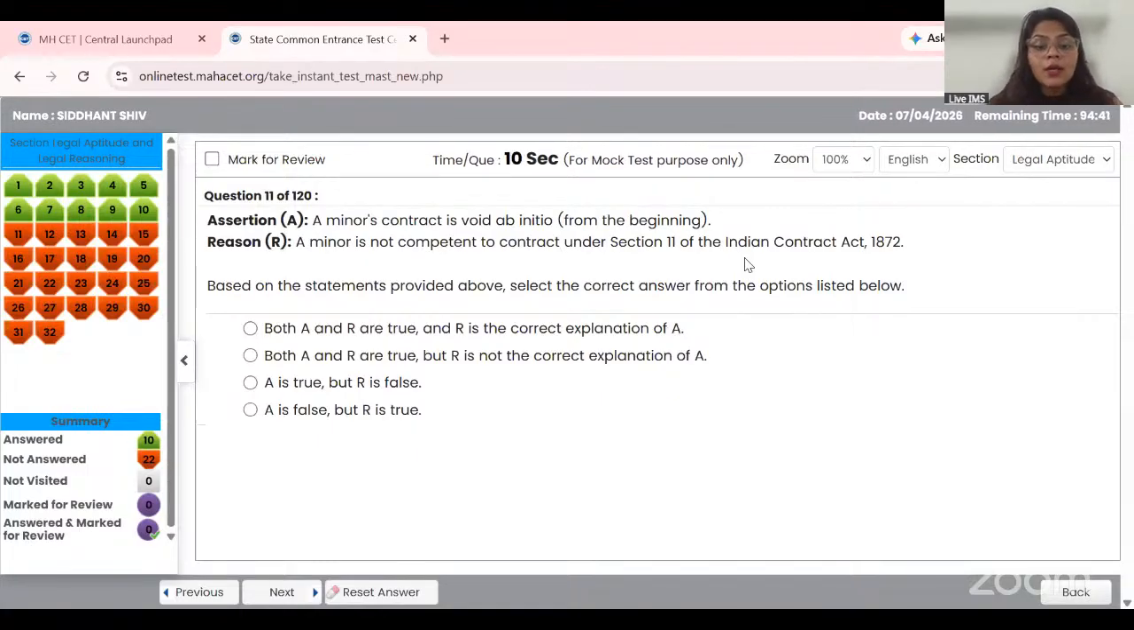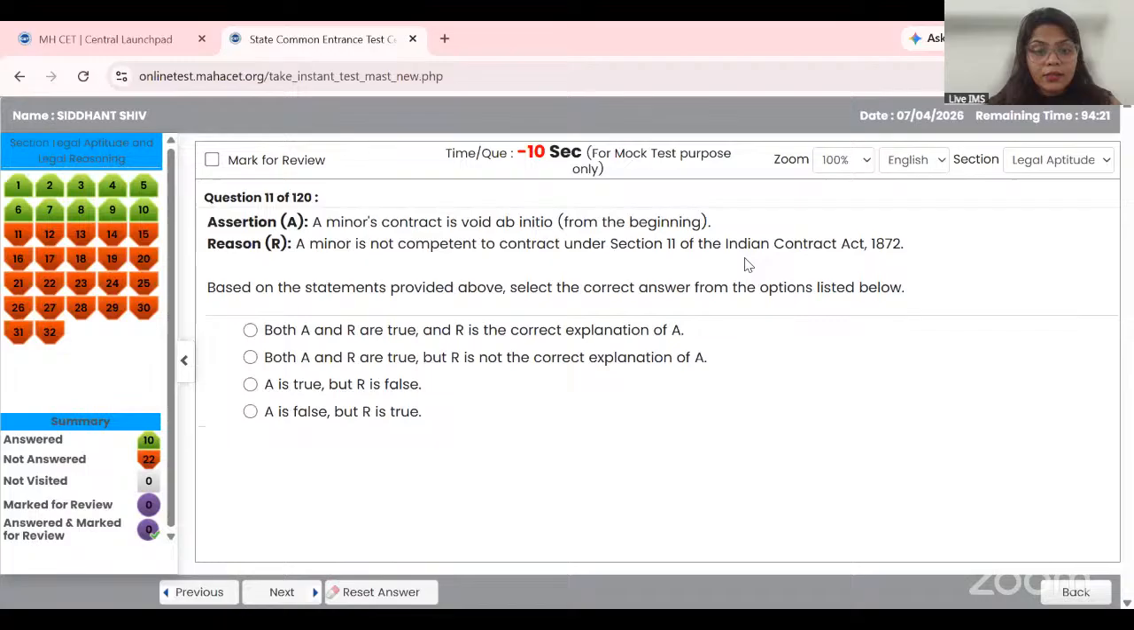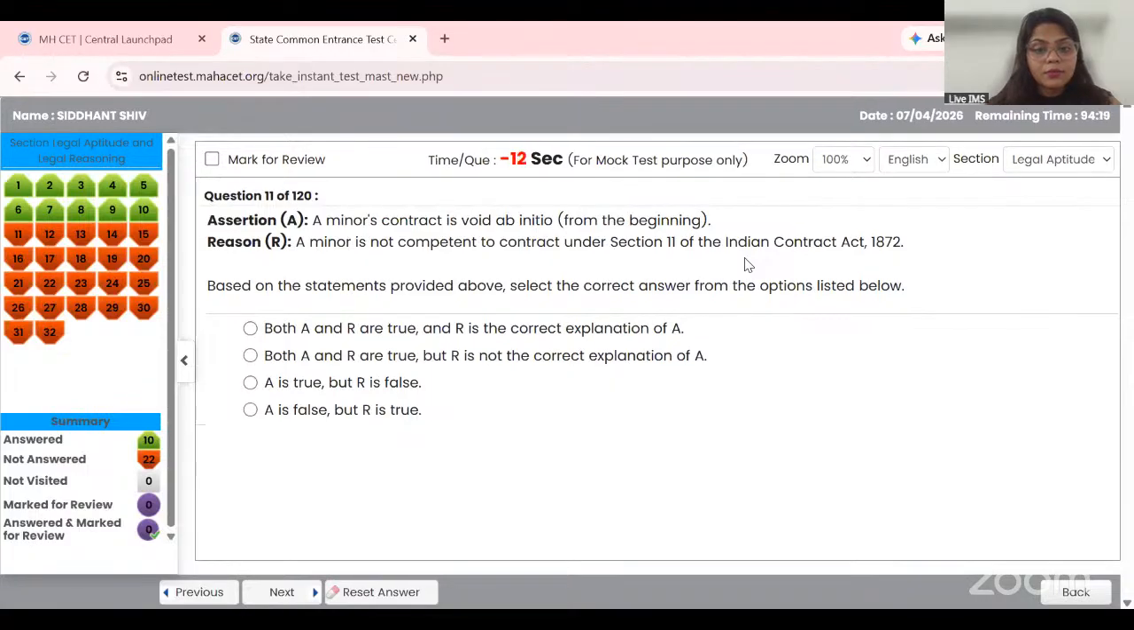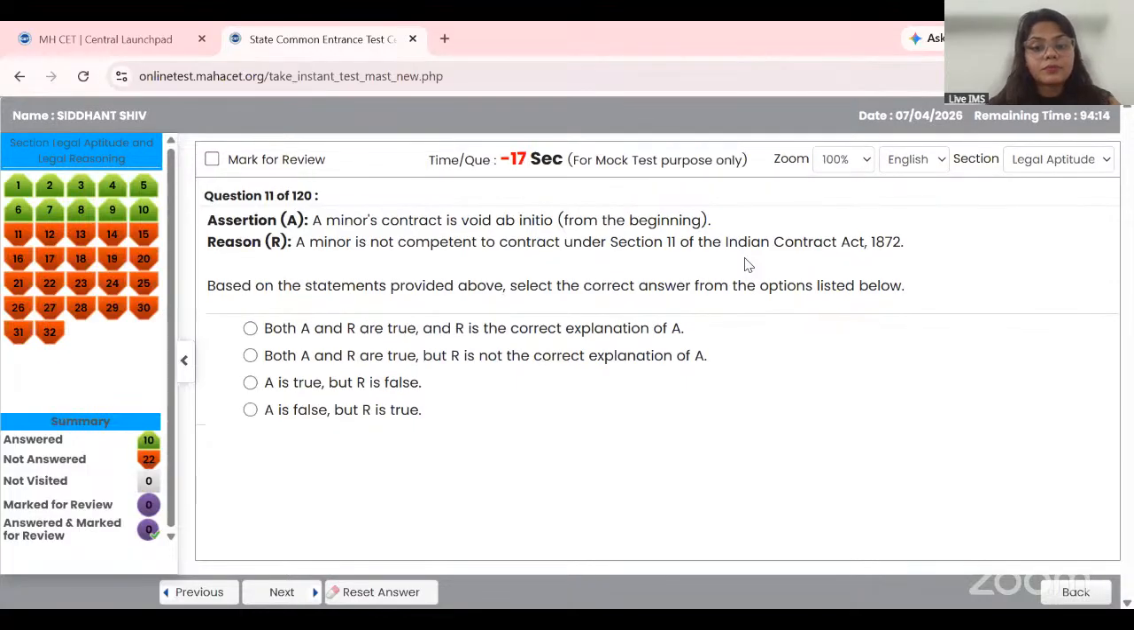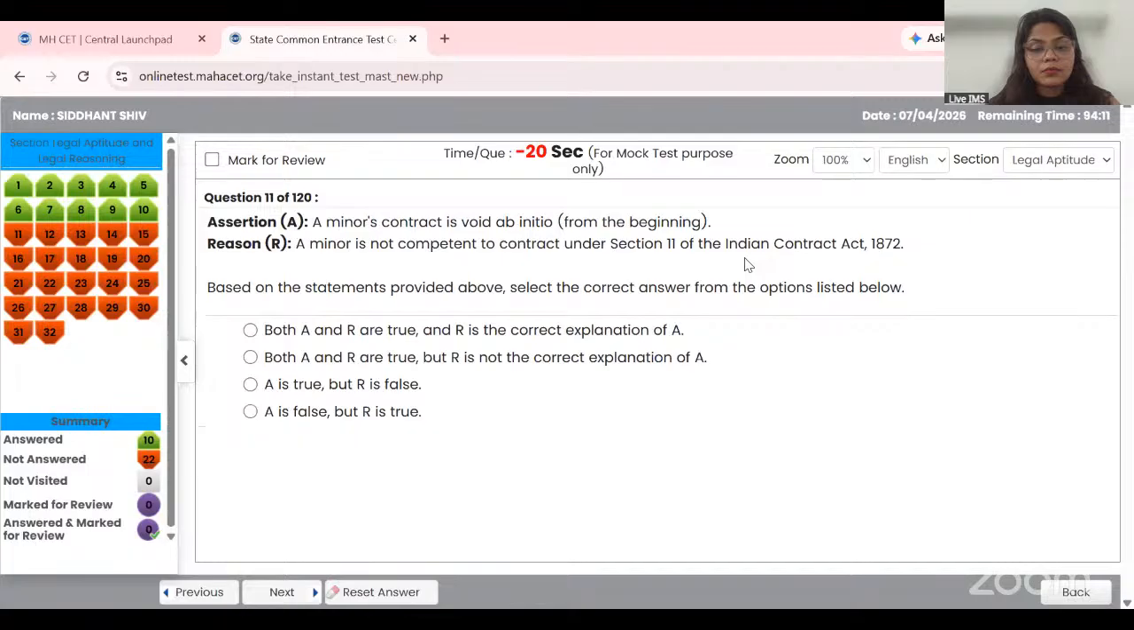Which section states that a minor is not able to enter into the contract? If you can just drop it in the chat section, if all of you can put it in the chat section, which section of the Indian Contract Act makes a minor incompetent to enter into the contract? Anyone who would like to give me an answer for this? So it is talking about the section, right?